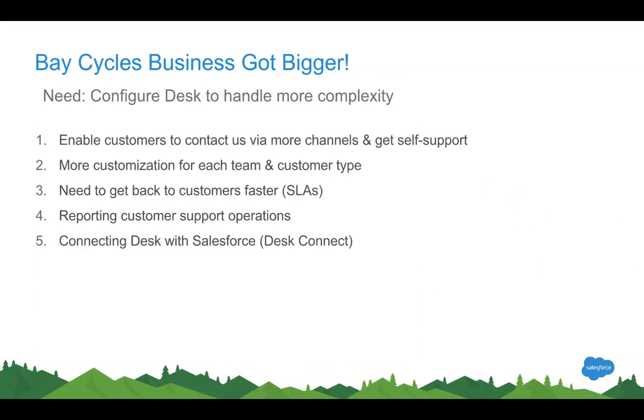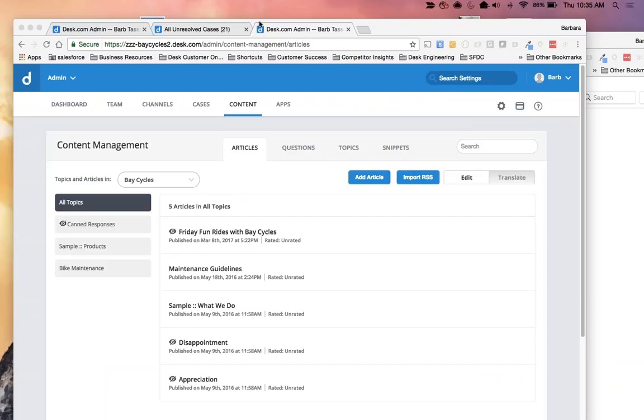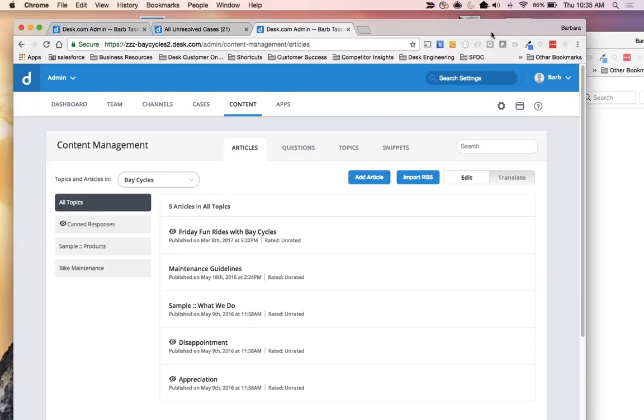So here are some of the things that Bay Cycles now wants to be able to do with their support. So first, they want to enable customers to contact them through more channels and also get self-support. The team really wants to customize the layouts and the look and feel of Desk for not just themselves, but also for each of the customer types that they serve. So in Bay Cycles, we talk about having two customer types, including leisure cyclists and, let me switch back here to my screen.